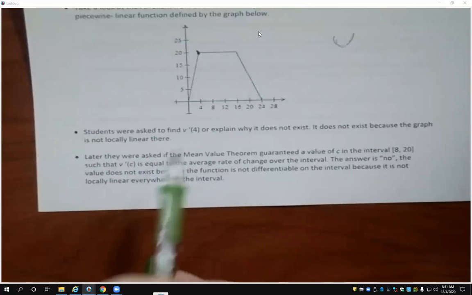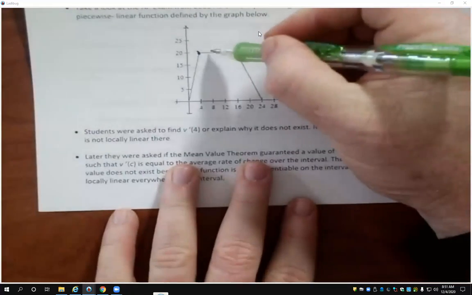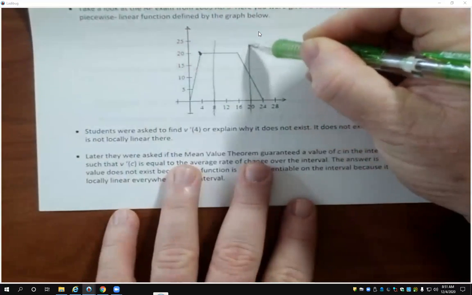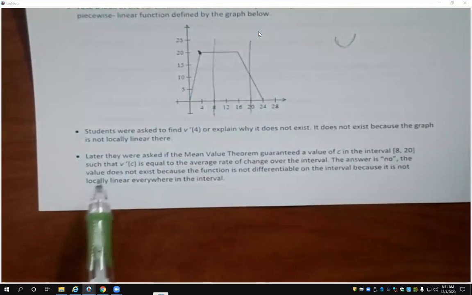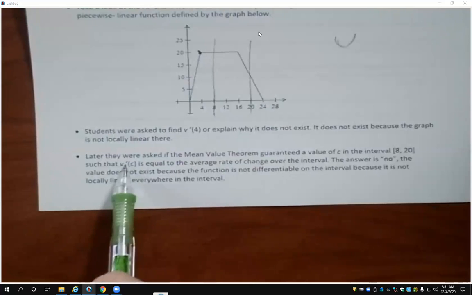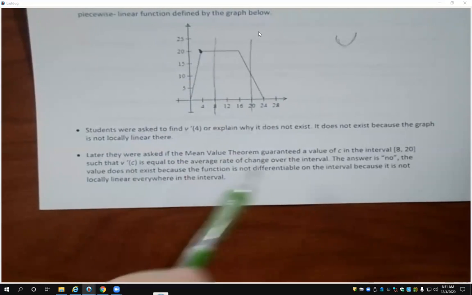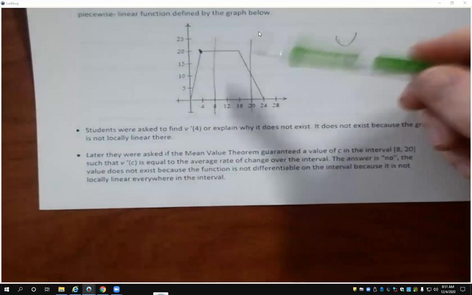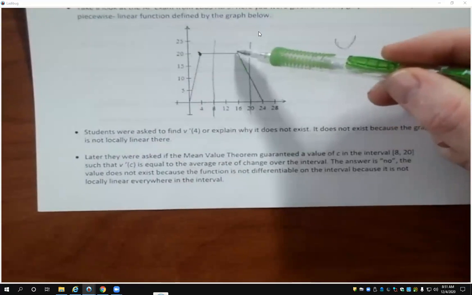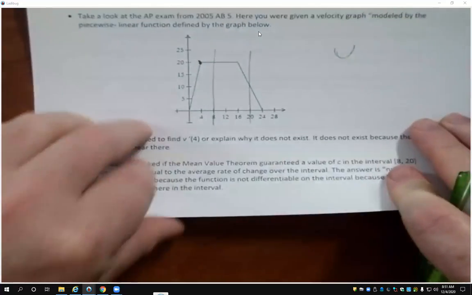Later they were asked if the mean value theorem is guaranteed a value of C in the interval 8 to 20. So we're talking on the graph from here to here, such that v prime of C is equal to the average rate of change. So that's the mean value theorem saying slope of the secant is equal to the slope of the tangent. And the answer is no, because we are not differentiable right here. Even that's not in our interval, but we're not differentiable right here either. We're not locally linear everywhere in that interval.